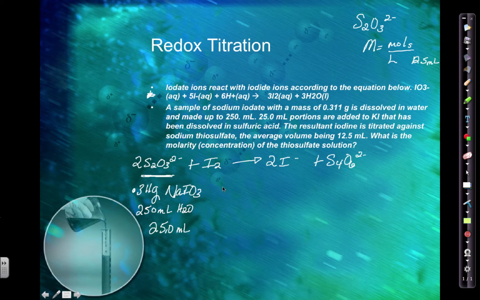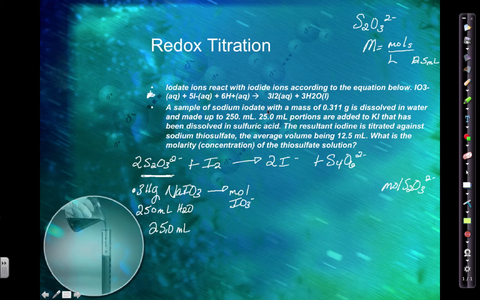All right, so what I'm going to do, if I want to go to thiosulfate right here, well, I'm starting with iodate. So I need to get to moles of just the iodate. Once I get to the moles of iodate, I'm reacting the iodate with the iodide ion, I minus, to make I2.